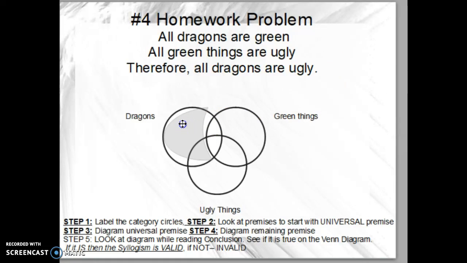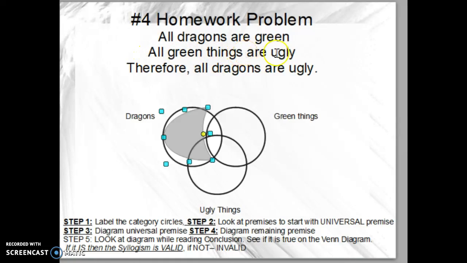Hopefully yours look like something like this. Hopefully you shaded in all the dragons that were outside of the green circle. So you've pushed all these, these are all empty areas now, and you push them all into the central part where it overlaps with the green thing. So that means all dragons have to be left in these two sections that are included in the green thing section. Now tell me how you're going to do the next part.